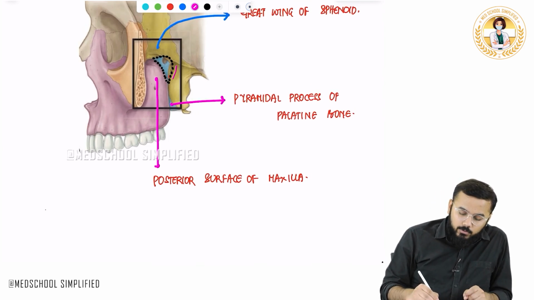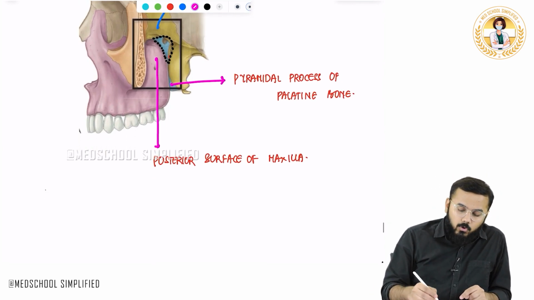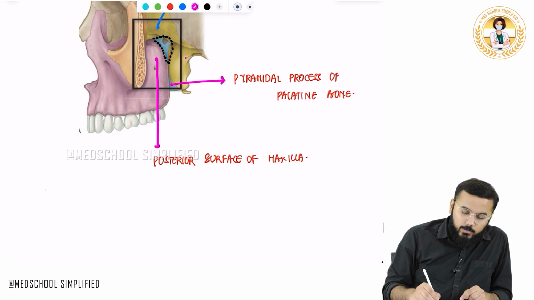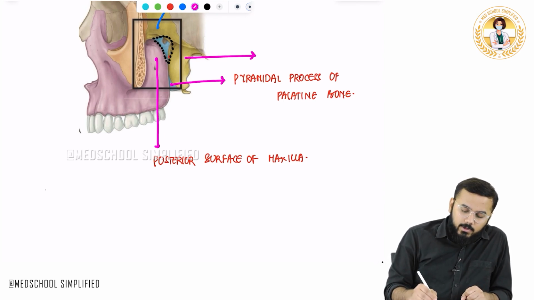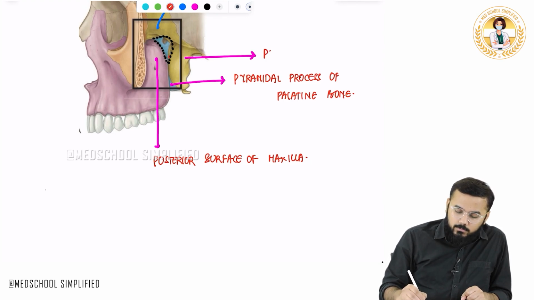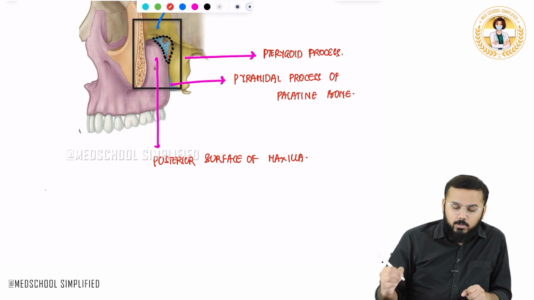See, this bone which is located over here is the posterior bone. It is also yellow in color, right? So what is this particular bone over here? This particular bone is called your pterygoid process, right? So posteriorly we have got the pterygoid process.